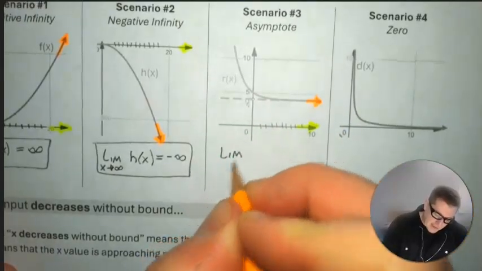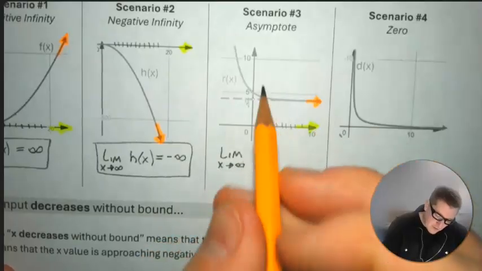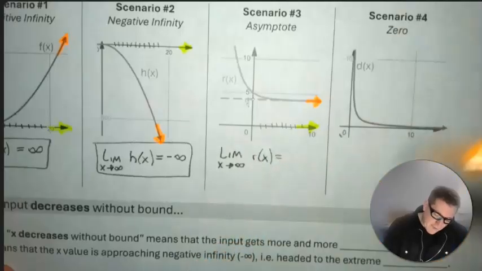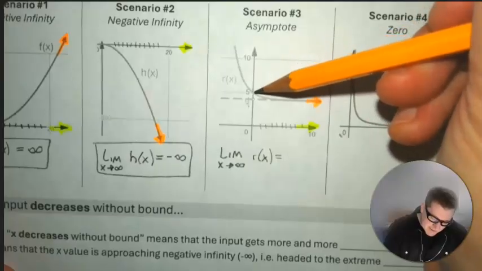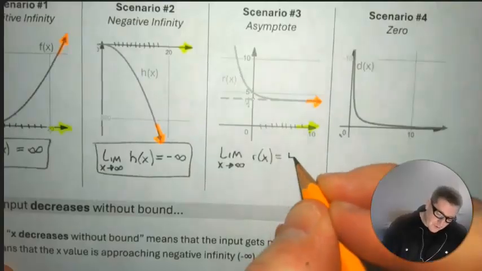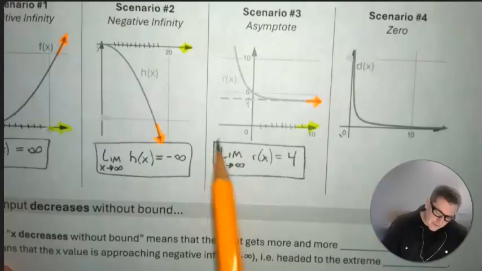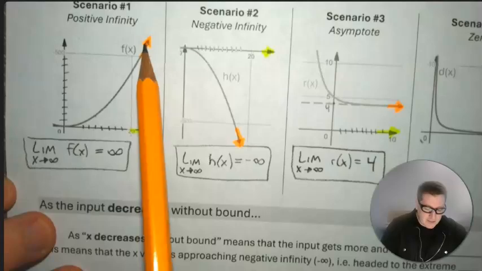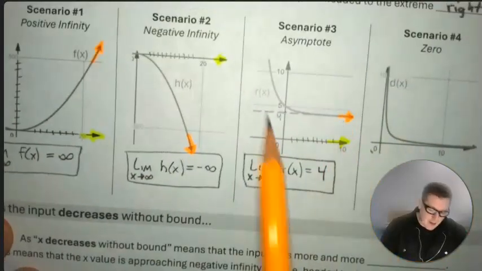So as my x approaches infinity, my function r of x, the y value was dropping down. It passes 5, but my y value never goes past 4. So that is the lower limit for this scenario. So we have 2 scenarios where we were increasing without bound and decreasing without bound. And here we're flattening on an asymptote.